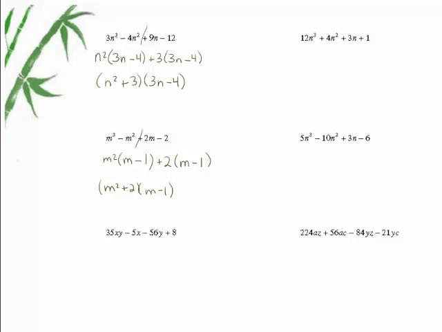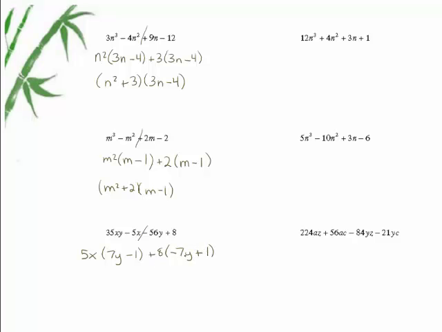35xy minus 5x plus 56y plus 8. I can keep these x's together because they have a 5 and an x in common. Or I can move this to put the y with the x because they'd have a y in common. And then 56 and 8 have an 8 in common, so I'm actually going to leave this like this. 35 and 5 both divide by 5, and they have an x in common. That leaves me with 7y minus 1. And then if I take 8 from both of these, I get negative 7y plus 1.